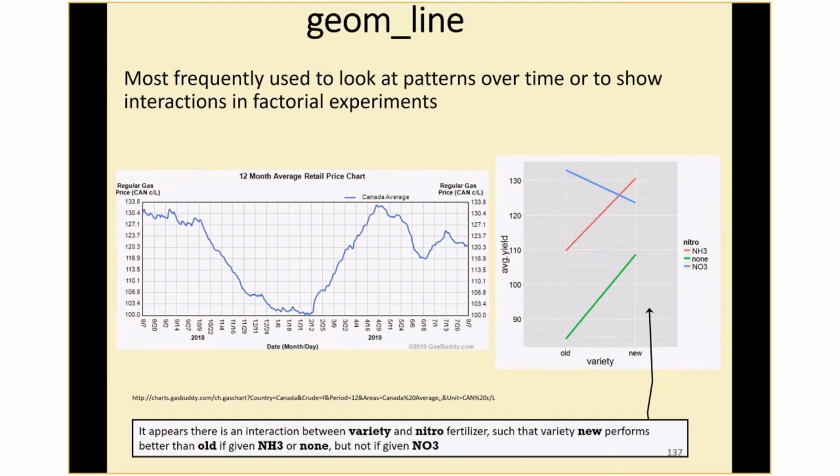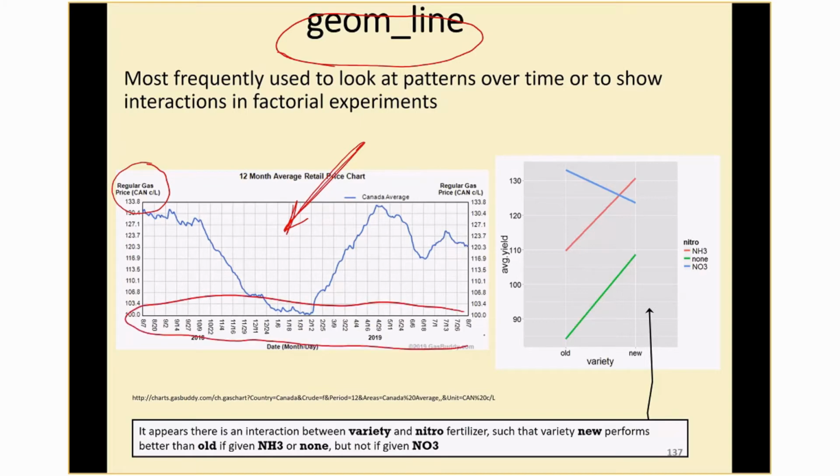So we'll start. Previously, we looked at scatter plots that were produced by Geom Point. Now we're going to look at line plots produced by Geom Line. Where do we use line plots? Oftentimes we use them in situations like this, where we're looking at some variable. In this case, we've got regular gas price over time. So there we're seeing the change of gas price 2018, 2019.